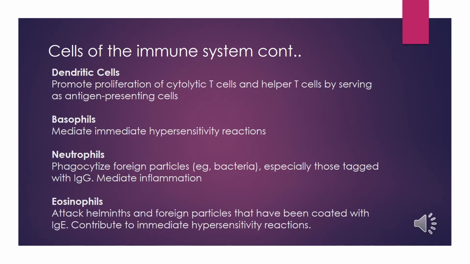Dendritic cells promote proliferation of cytolytic T cells and helper cells by serving as antigen-presenting cells. Basophils mediate immediate hypersensitivity reactions. Neutrophils phagocytize foreign particles, especially those tagged with IgG. Eosinophils attack helminths and foreign bodies that have been coated with IgE. They contribute to immediate hypersensitivity reactions.